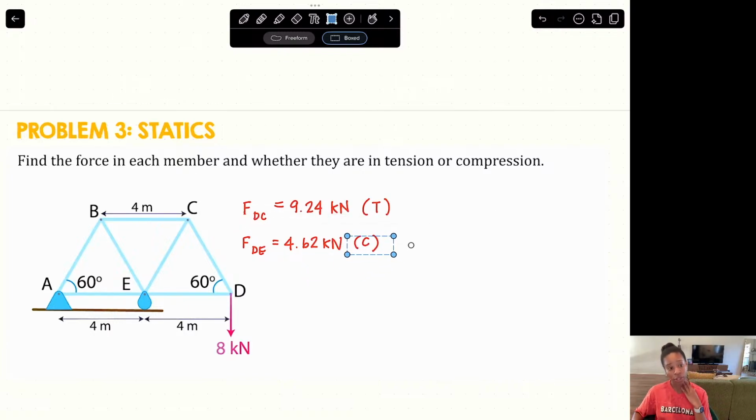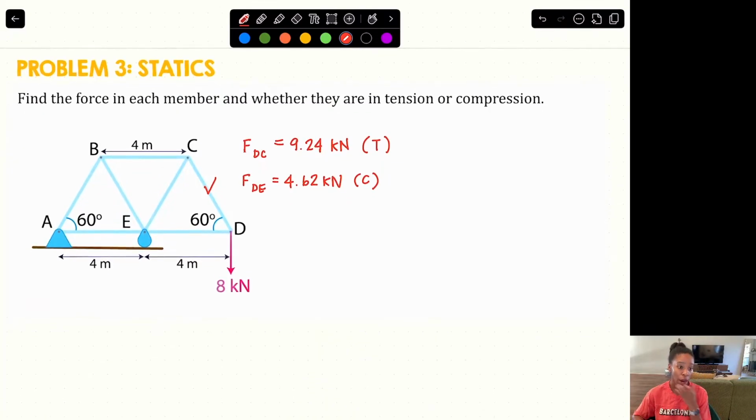Okay, so we found the force and whether the members were in tension or compression yesterday for this member here. We started at point D because we were using the method of joints. When you're using the method of joints, you want to make sure that you're starting at a location where you have at least one known force and up to 2 unknown forces. We only knew one force at D, so we started at D. We solved for member CD, and we solved for member DE.